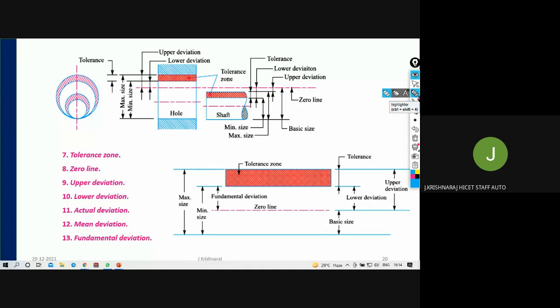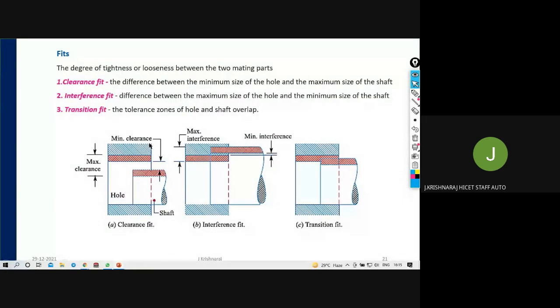So we are very close to the time, so I'm just making it fast. The next is fits. Fits is nothing but the degree of looseness or tightness. Simple, nothing more of a definition for that. The degree of tightness or looseness is called a fit, whether it is tightly fit or loosely fit. If you are looking at a pin and cap, or a shaft and coupling, or a piston in the cylinder, these are all very good examples that exactly resemble this.